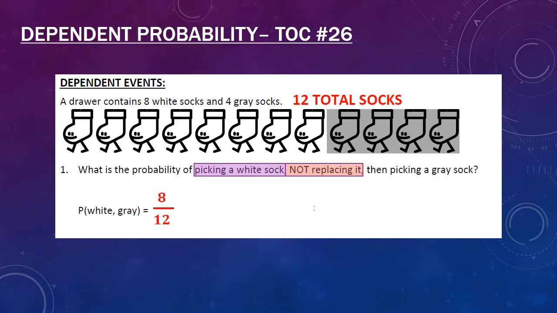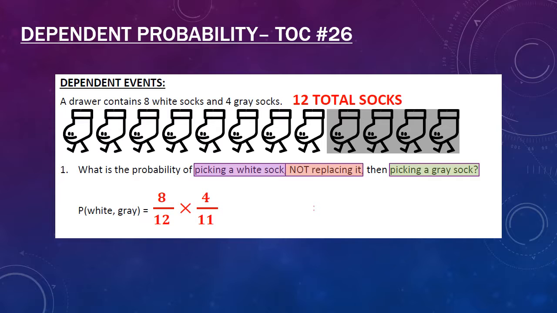I'm not replacing it, so that white sock is now gone. So when I go to pick my gray sock, instead of having 12 socks now, because I took one of those white socks out and put it on my foot, it's no longer in the drawer. Now I still have the 4 gray socks, but instead of having 12 socks in my drawer, I only have 11. So it's going to be 4 out of 11.